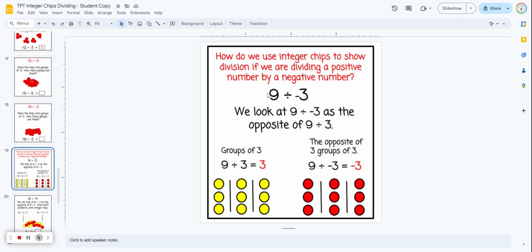Now we're going to look at what happens when we divide a positive number by a negative number. So we look at 9 divided by -3, which is the opposite of 9 divided by 3. Sometimes we can say that this negative symbol also means the opposite of. So we can show 9 divided by 3 with these yellow chips. We have a total of 9, divide them into 3 equal groups. The opposite of 9 divided by 3 would be 9 divided by -3. So it's the same thing, except all of the chips are now red. They're the opposite color.